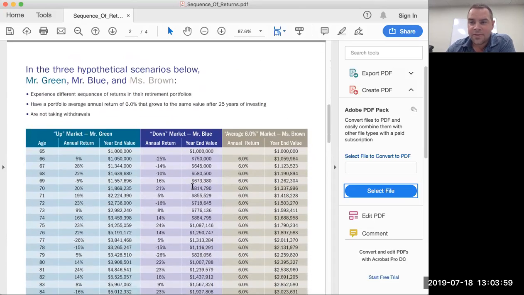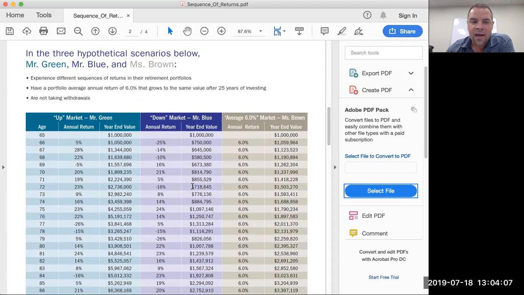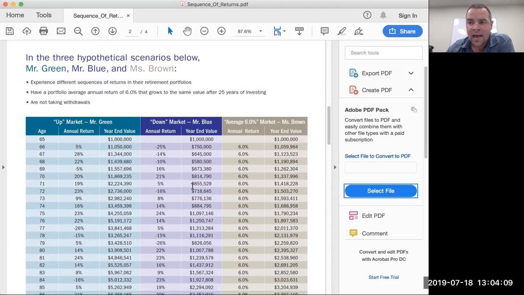Here's where I really illustrate, though, is the next 2 pages. So we've got Mr. Green, Mr. Blue, and Ms. Brown. In an up market, a down market, and an average market. You can see if we take $1 million, age 65, because this used to be the common retirement age. I know full retirement age is now 67. That's not going to have a huge impact on anything that we're talking about, because we're just talking about strategy right now and getting these clients to understand why we're going to do what we're going to do here in a minute for their strategy.